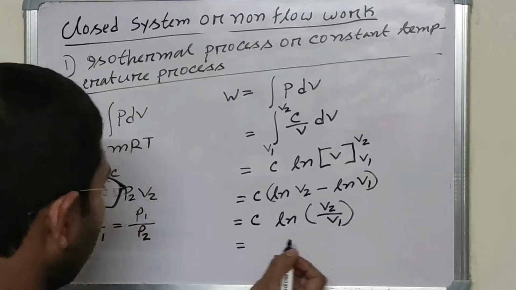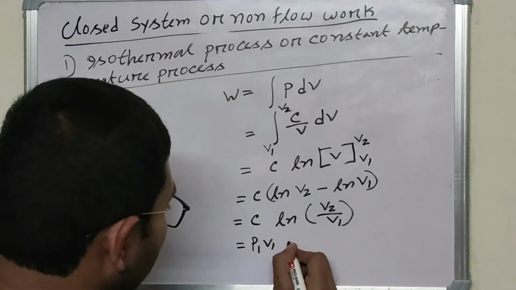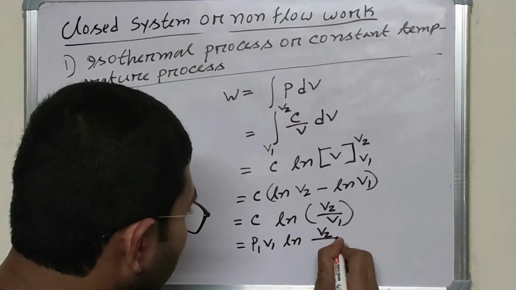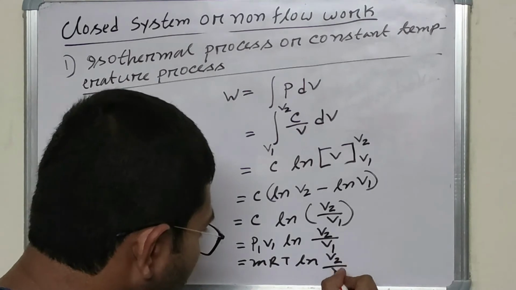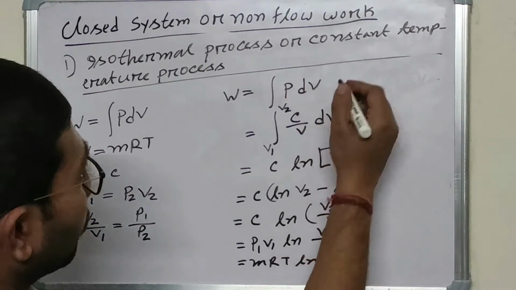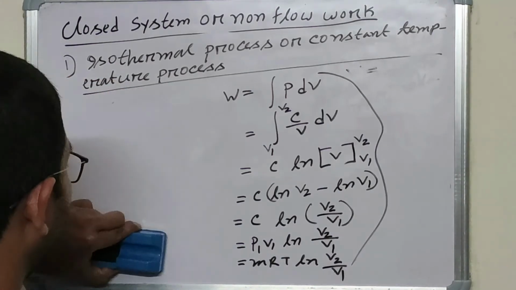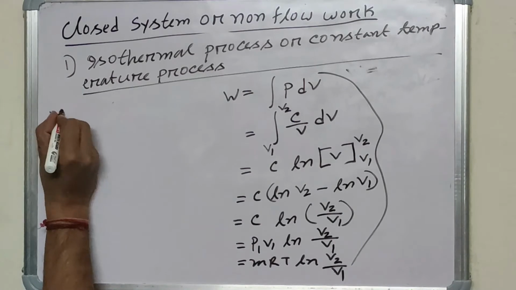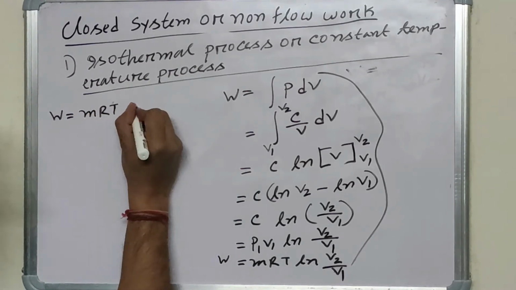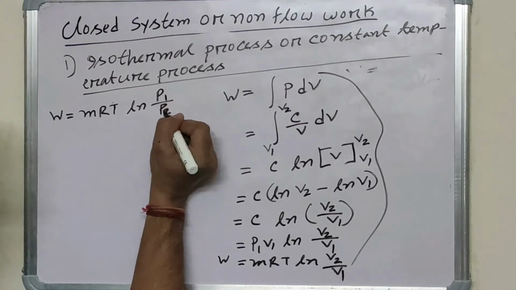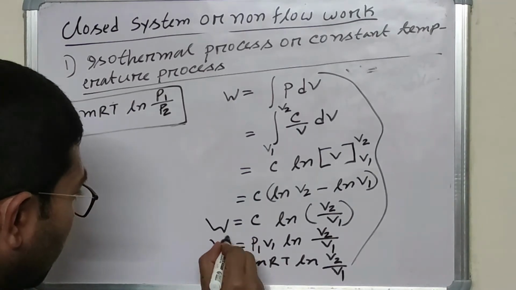That means you can also write that constant equals PV, that means mRT, so P1 V1 ln V2 by V1, or you can also write mRT ln V2 by V1. And also you can write that work done equals mRT ln P1 by P2. That is the work done for the isothermal process.